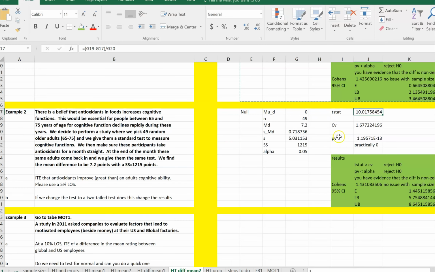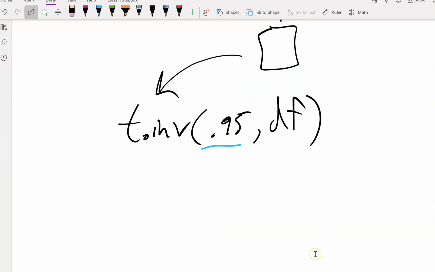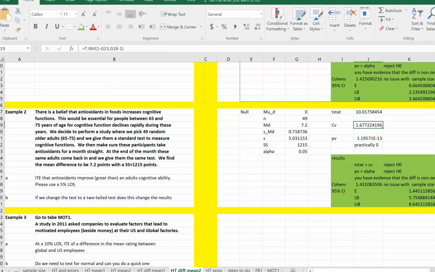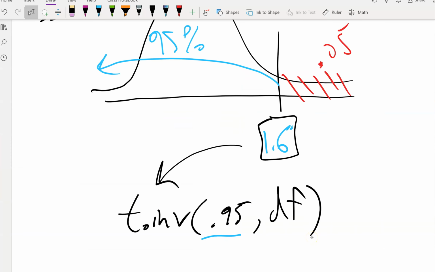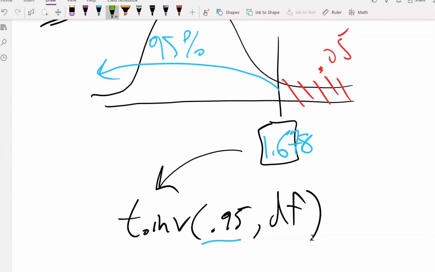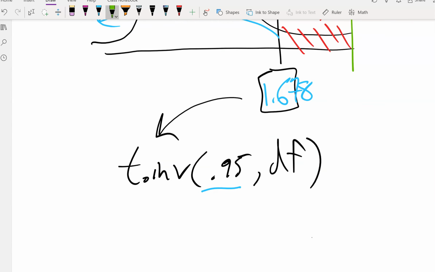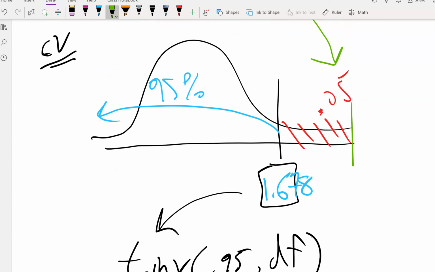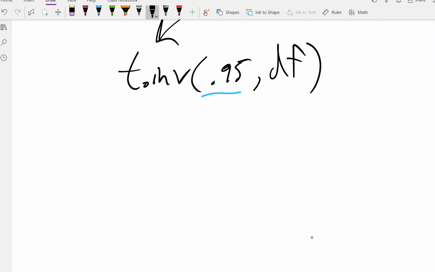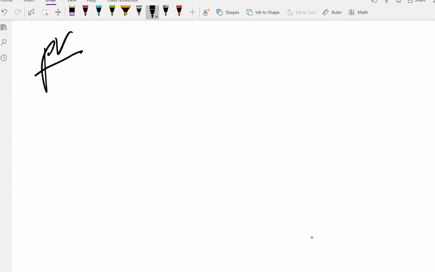And I did that in my Excel. I found T.INV of 95%, degrees of freedom n minus 1. I just happen to have alpha is 5%, and 1 minus 5% is 95%. So yes, my critical value is 1.68. And there's only one critical value. Let me make sure I got the right number: 1.678. That's my critical value. Take your test statistic. Boom! Well into the critical region, well into the rejection region. I clearly have evidence that there's a difference. So that tells you antioxidants are clearly improving people's cognitive skills in their older ages, period. Awesome.